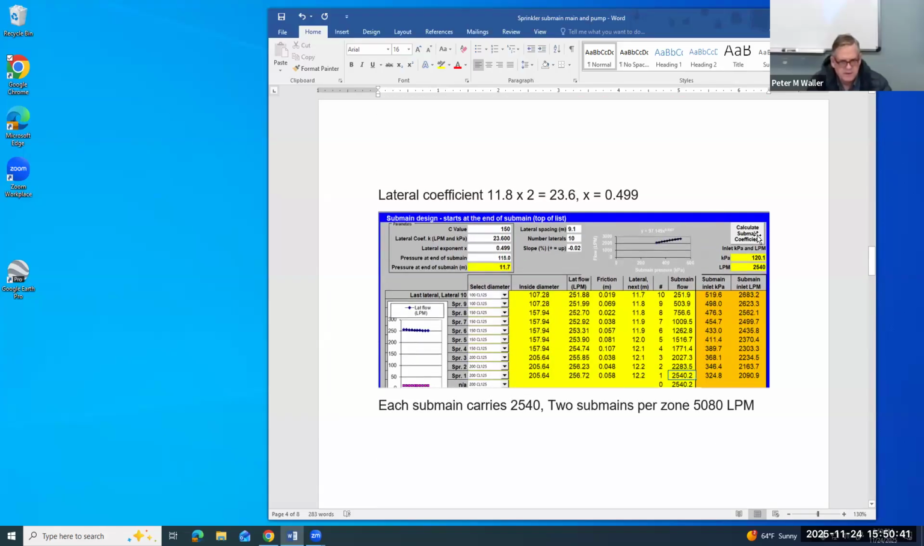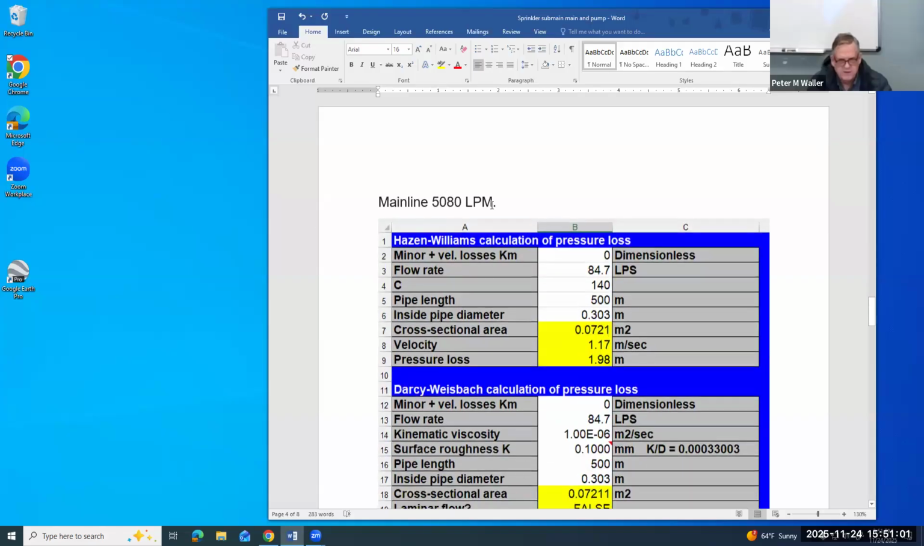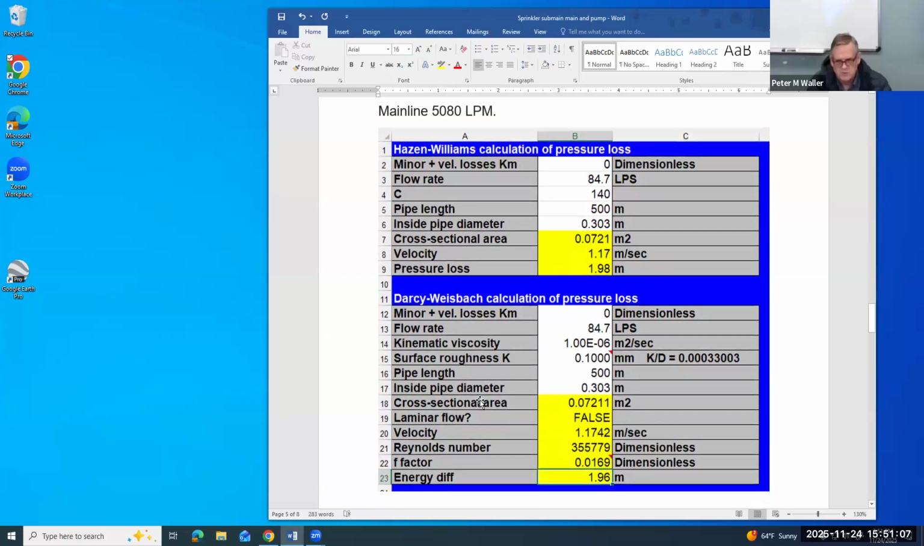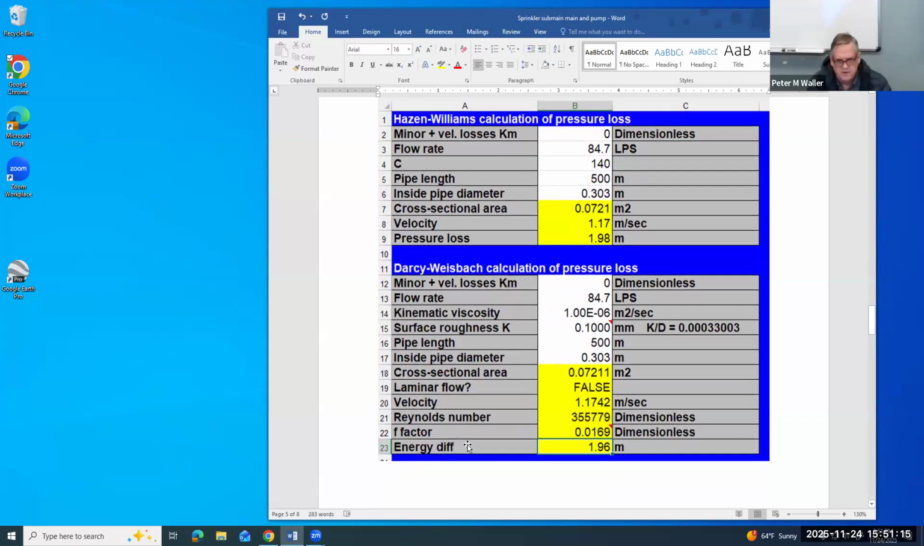I think I did calculate the submain coefficient. It would be 97.14 times x to the 0.49. And notice for each submain, I have 2540 liters per minute. So now I can calculate my mainline flow at 5080 liters per minute. If I use the Hazen-Williams equation, I get about 2 meters head loss. And if I use Darcy-Weisbach, I get the same thing.